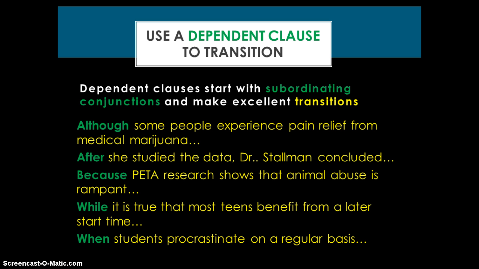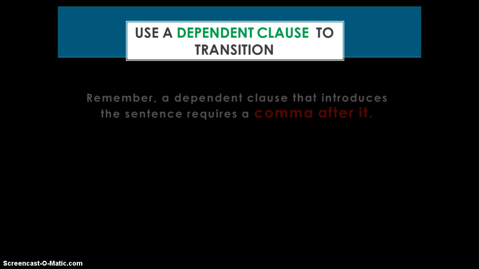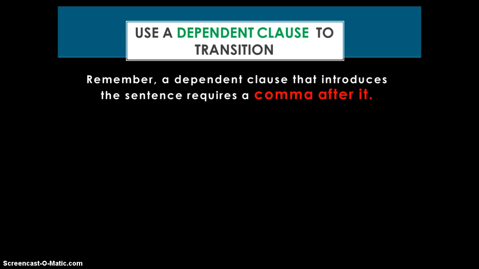And when students procrastinate on a regular basis, or if the public really knew what puppy mills involved, these are all dependent clauses that are used as a transition in a complex sentence from one idea that is in the dependent clause to the next idea that you want to introduce. And so what that will look like is you'll have that dependent clause first, and the most important thing, remember a comma after it, because that punctuates the idea so the reader can get what you're saying.